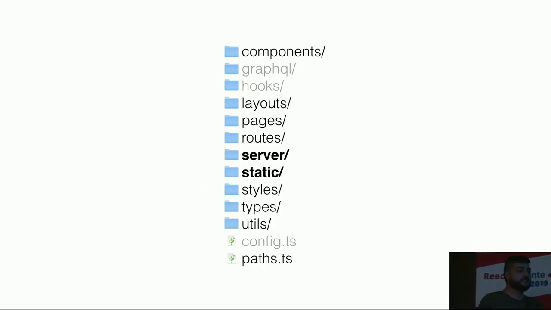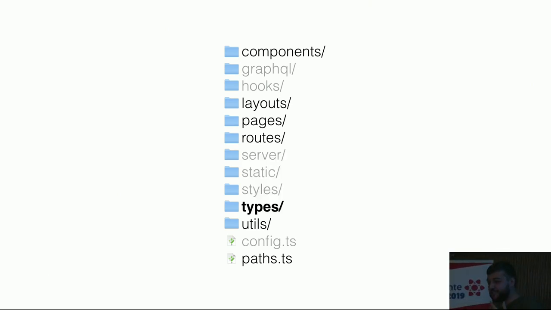Those two folders, server and static, are for Next.js. We need some custom server for proxying. We have some static files for static files. Not very interesting. We have this types folder. We need some types. Some libraries we use don't have proper TypeScript, so we need to build it ourselves.